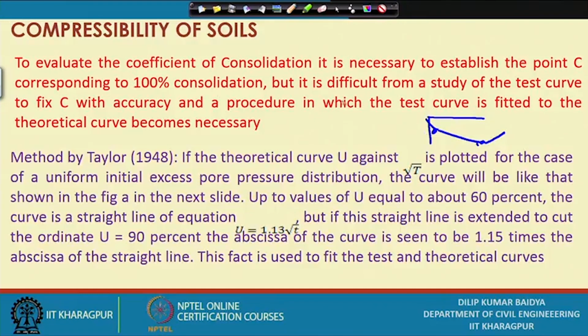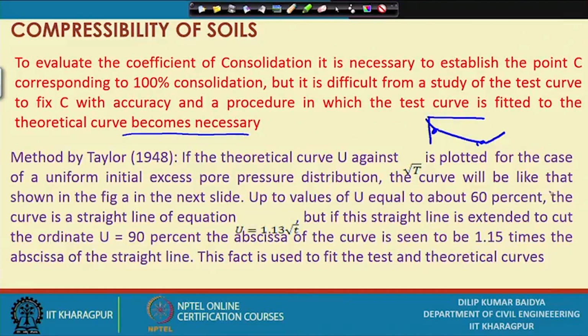corresponding to 100% consolidation, but it is difficult from a study of the test curve to fix C with accuracy, and a procedure in which the test curve is fitted to the theoretical curve becomes necessary. So, theoretically we observed and based on that some adjustment can be done to find out approximately this value. So, one such technique was proposed by Taylor, who first observed the theoretical curve, u versus root t, plotted in uniform excess pore pressure distribution.